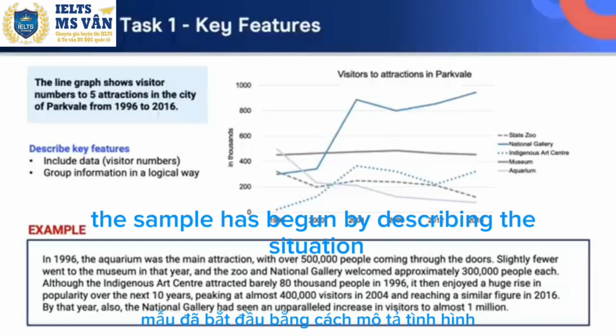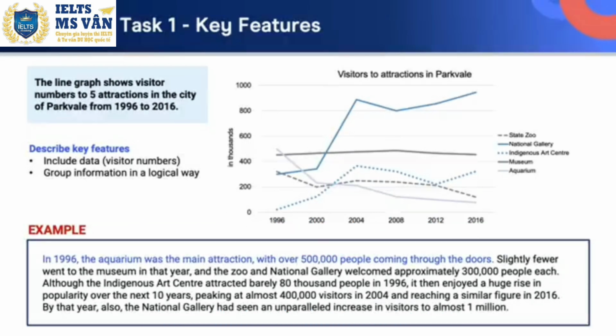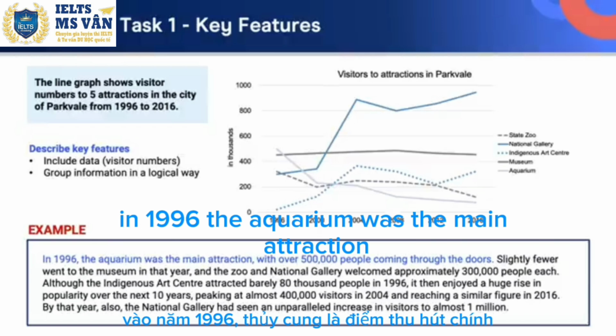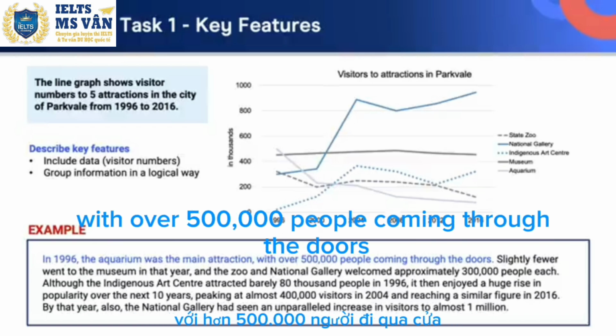Here it is. The sample has begun by describing the situation at the start of the period. In 1996, the aquarium was the main attraction, with over 500,000 people coming through the doors.